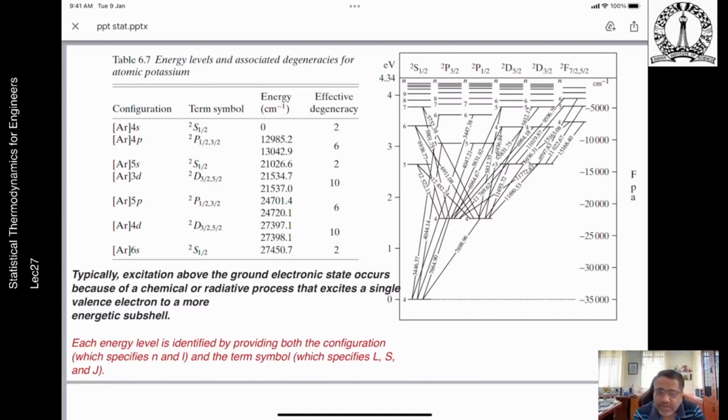This is basically the corresponding figure, which is a more graphical description, and it also indicates the allowed energy transitions, including the wavelengths of the resultant spectral lines. These are given in angstroms. If you look at the units, they are given in angstroms. You can see a few things. There are some intense resonance lines at 7665 and 7699. These are observed even at very low potassium concentrations.